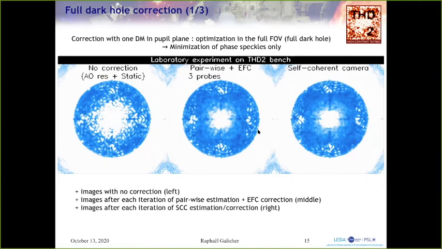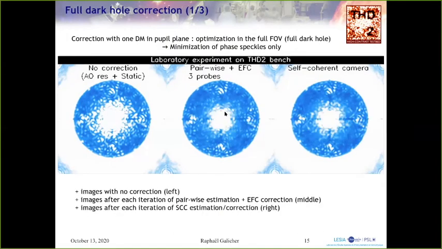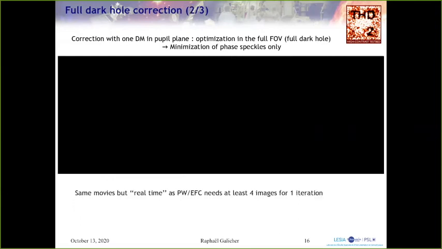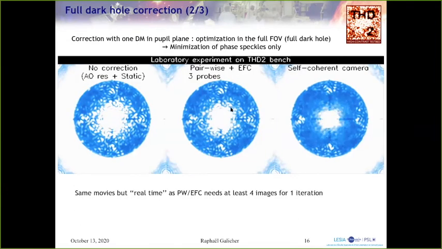In this movie I just showed you, I will do it again, each iteration of the correction. But actually, if I do it in real time, you will get this movie. And you can check that in the middle, it's going a lot slower because the pairwise probing technique is using several images in time to do one iteration, meaning that you need to record at least 4 images to correct at least once the quasi-statics. While for the spatial modulation, you can do one correction for each image that is recorded.